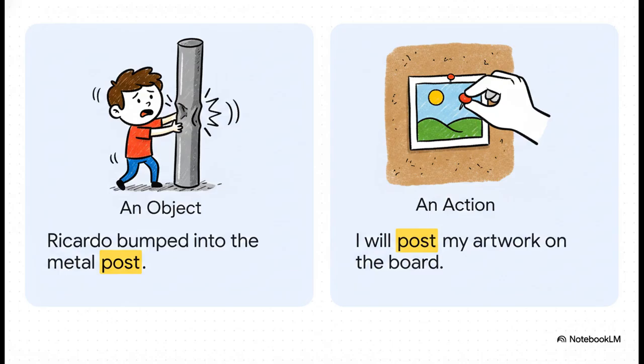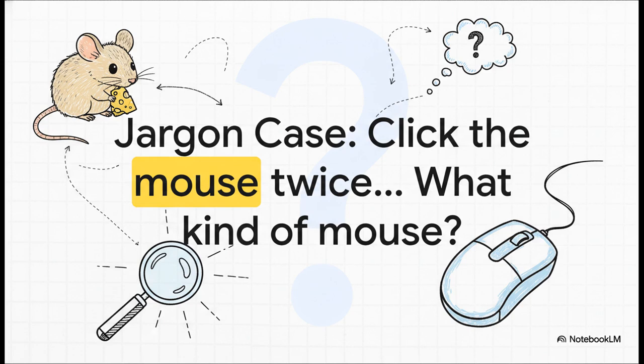So on the left, post is a thing, a physical object. On the right, it's an action, to put something up. Once you look at the surrounding words, that disguise just falls right off. All right, let's go after one of those secret codes, a jargon case. Click the mouse twice to start the computer program. Now, are we talking about a small, furry animal here? I'm going to go out on a limb and say, probably not.